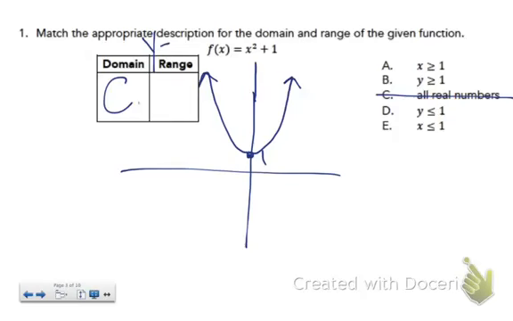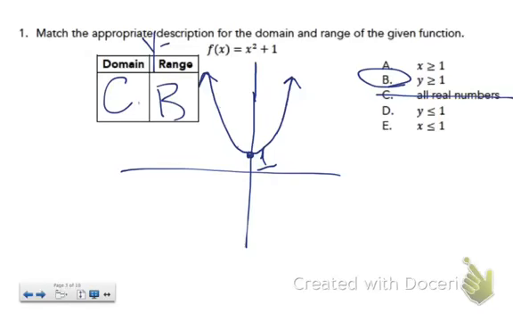Okay? And notice any point on this parabola is not going to be anywhere below 1. So in other words, the outputs, the y values, are all greater than or equal to 1. So B.